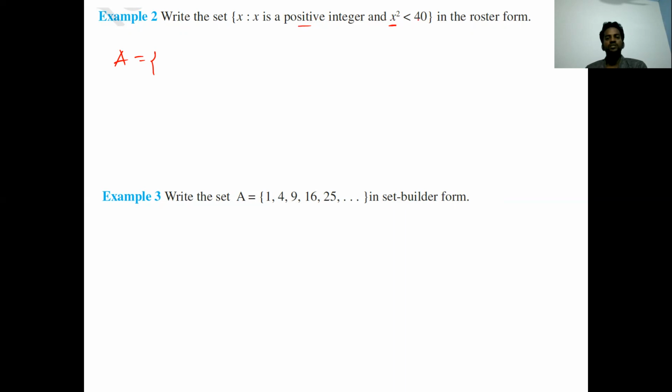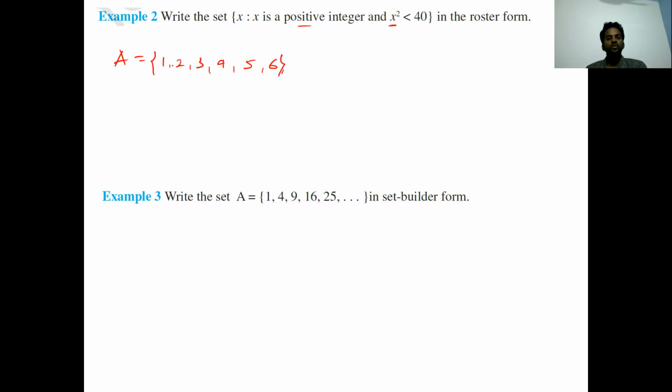1 square is less than 40? Yes, you can take 1. If you take 2, 2 square is less than 40? Yes. 3 square is 9. 4 square is 16. 5 square is 25. 6 square is 36. You can't take 7. Why? Because 7 square is 49, and 49 is not less than 40. So you have to stop.